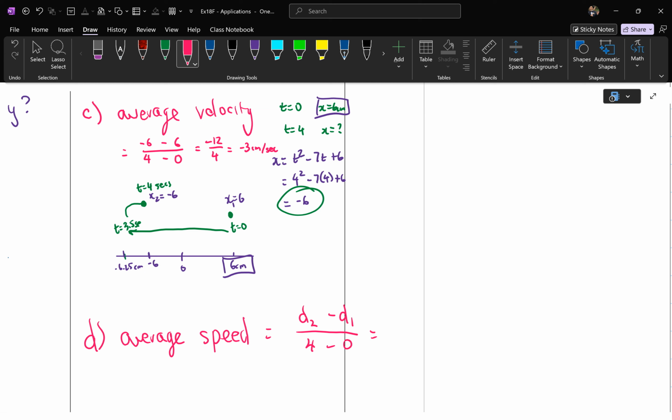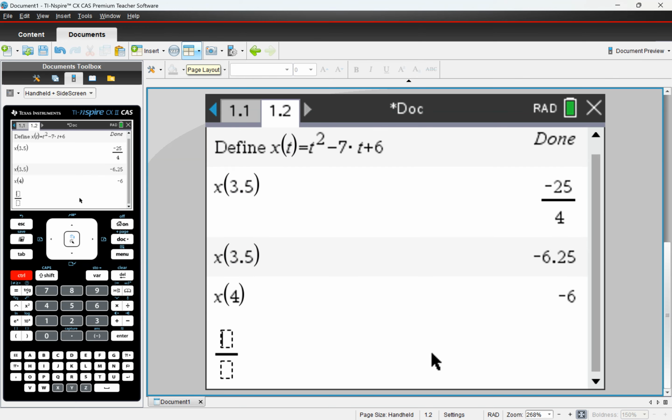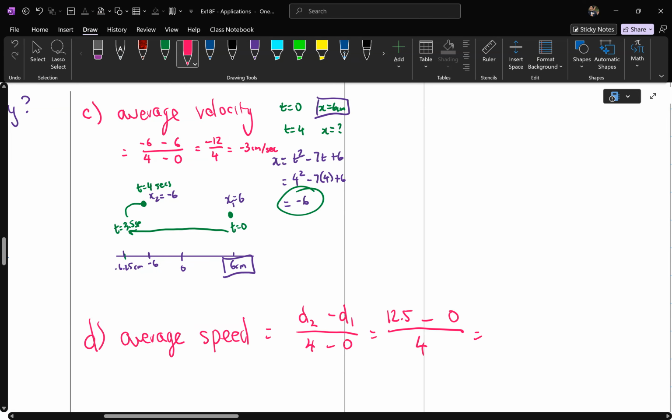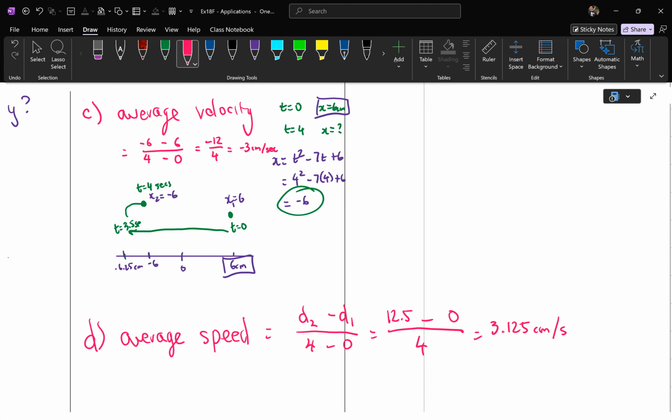Okay, so you started off at 0. I'll just write it again. And you've traveled a total of 12.5 distance over 4. So 12.5 divided by 4 gives you 3.125. Do you see the difference? One is about distance, one is about position.